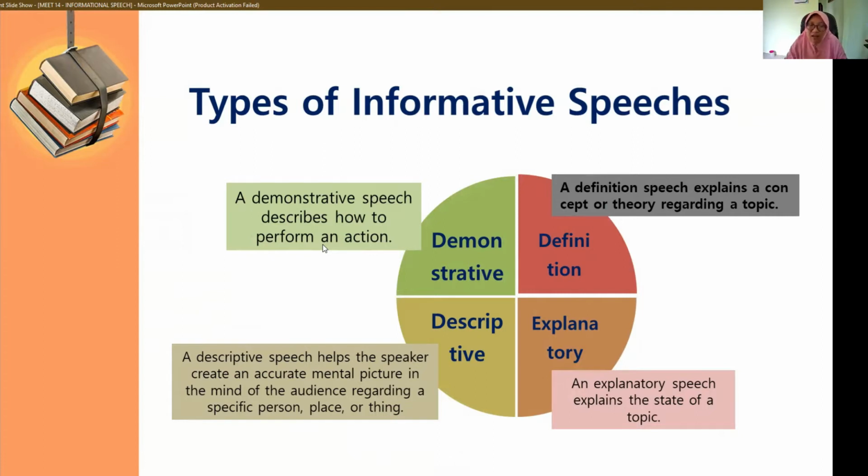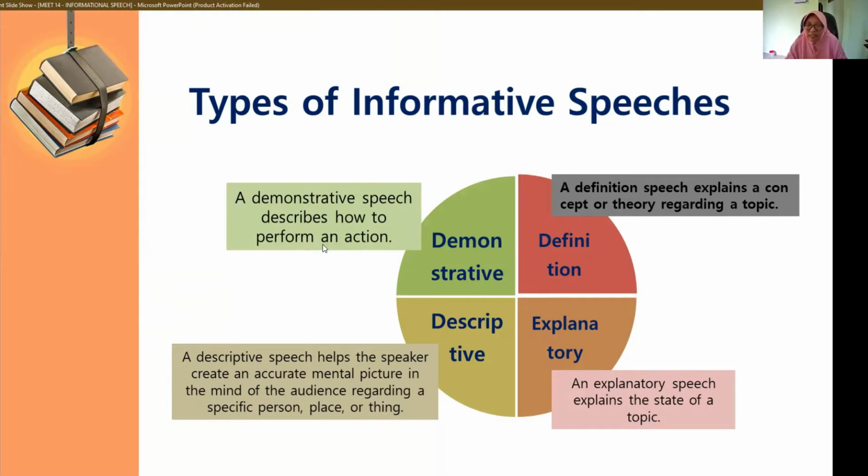And the third type is a descriptive speech that helps the speaker create an accurate mental picture in the mind of the audience regarding a specific person, a specific place, or a specific thing. So it means here they are going to describe one thing, one place, or one person, or describe something to do, or an event. Okay, this is a descriptive speech.